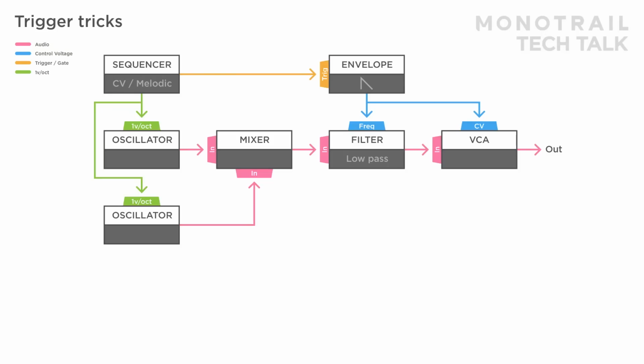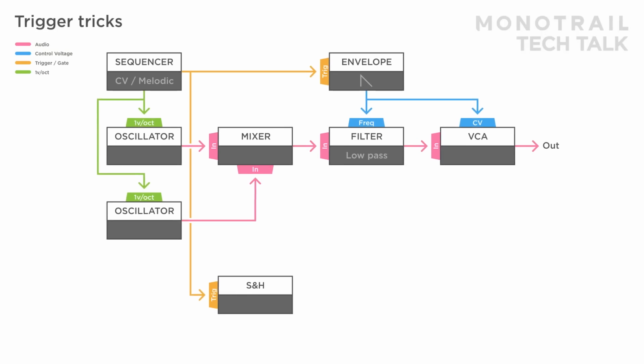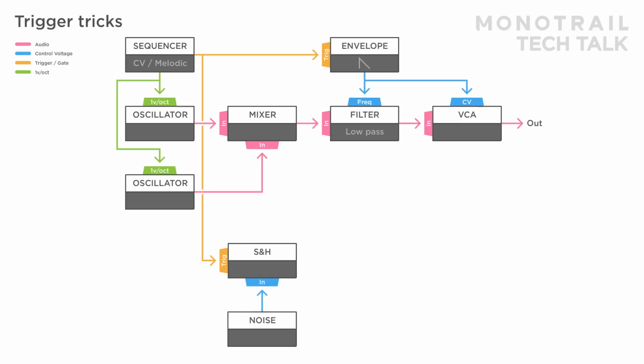If you like more unpredictability, you can use a random step voltage, like a sample and hold with noise as its sample input. If you clock it from the sequencer, you will have random triggers that are in sync with the clock.